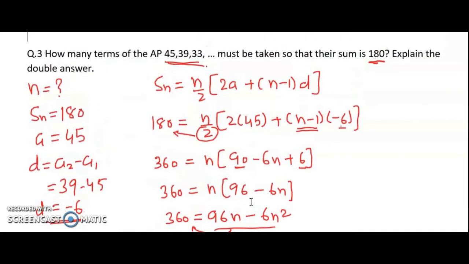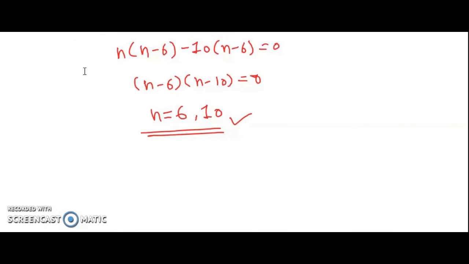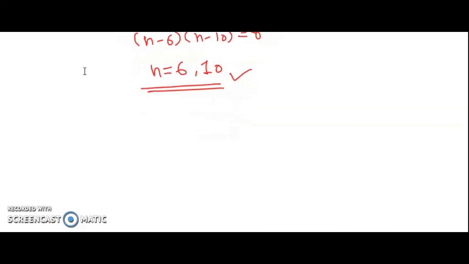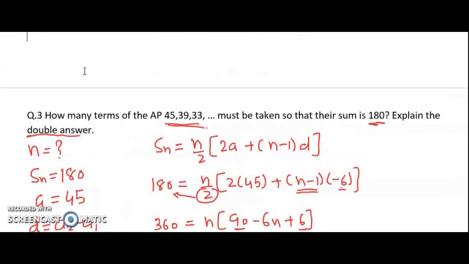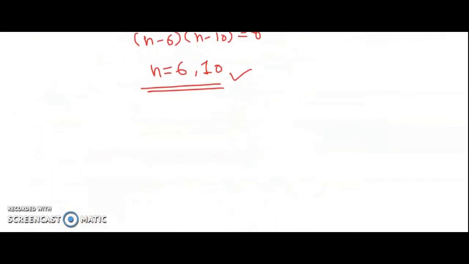In the question they ask to explain the double answer. We get here 2 values of n: n equal to 6 and n equal to 10. So why do we get 2 values of n? To understand this, let's see the series again. The series is 45, then 39, 33, like this. So let me write this series here. The series is 45, 39, and 33, and 27. The series will go like this.